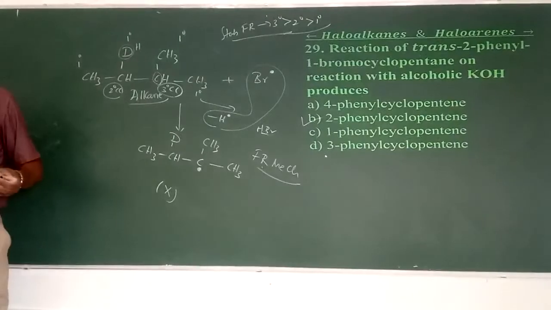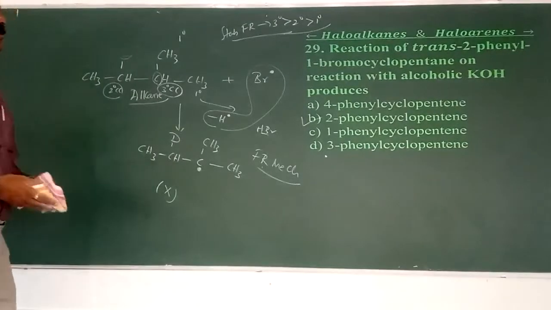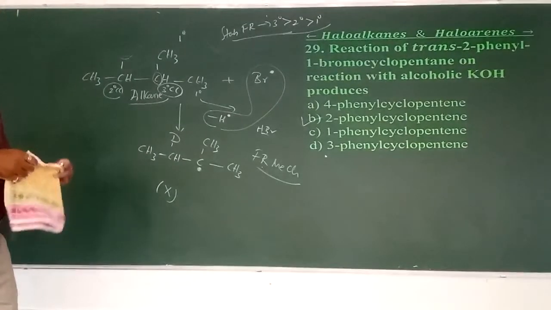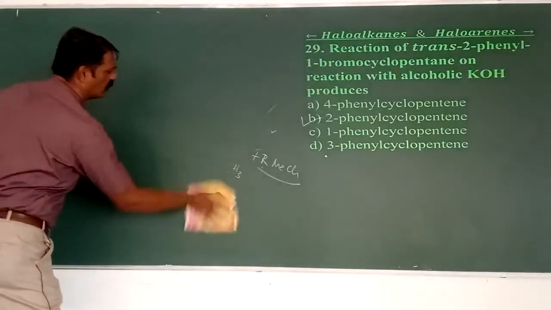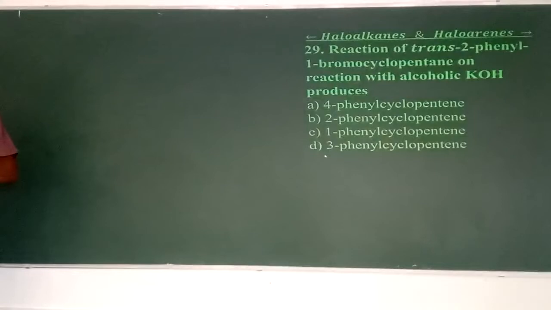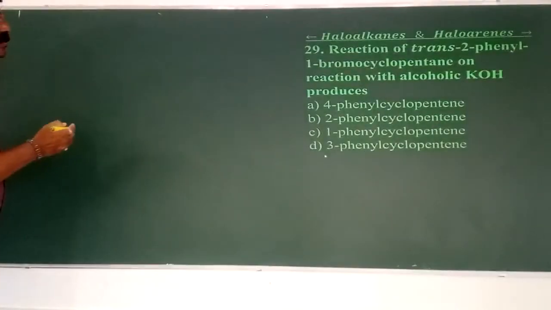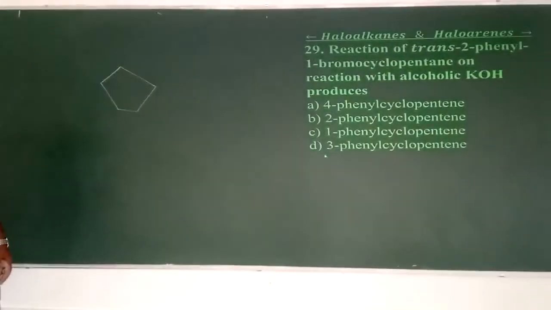Let's have the 29th here. Reaction of trans 2-phenyl 1-bromocyclopentane on reaction with aqueous alcoholic KOH produces what? Cyclopentane first. This is cyclopentane. 2-phenyl 1-bromocyclopentane. What phenyl? Trans 2-phenyl 1-bromo.